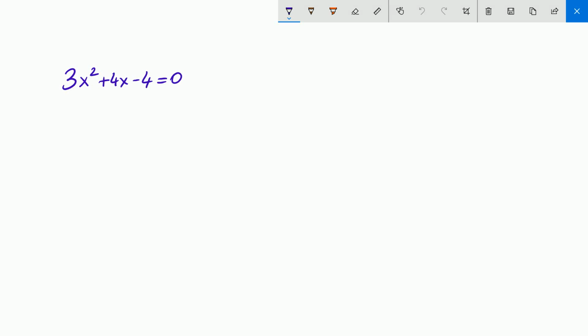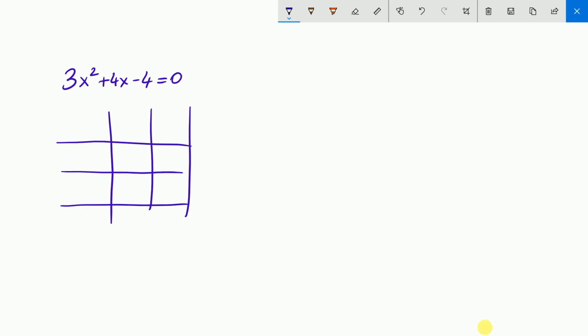Okay, in this question, 3x² + 4x - 4 = 0. We are going to find the solution of x. So at first, we will draw a multiplication frame, or let's say we factorize it. You can use another way, but I prefer to use this way, the multiplication frame.